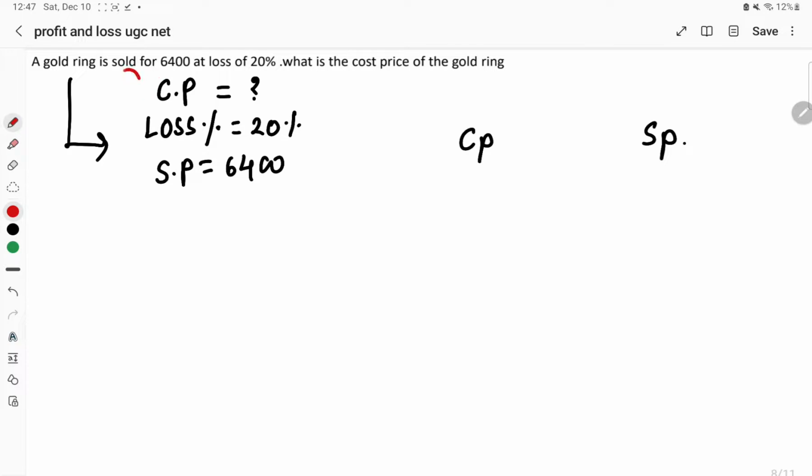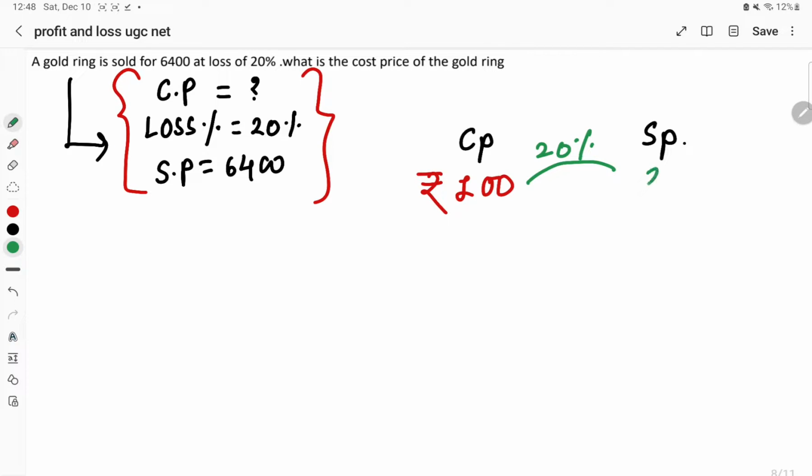Whenever we have this kind of data given in the question, you have to consider one base value, and we'll consider that base value as rupees 100. Why are we considering rupees 100 as the base value? Look, say the cost price is 100 rupees. On that, a 20% loss is occurring. It means we are selling the product at rupees 80. I consider 100 as the base value because calculating percentage on rupees 100 is easy. The loss on 100 rupees is 20%, so I subtract 20 from 100. It means 80 rupees is the selling price.